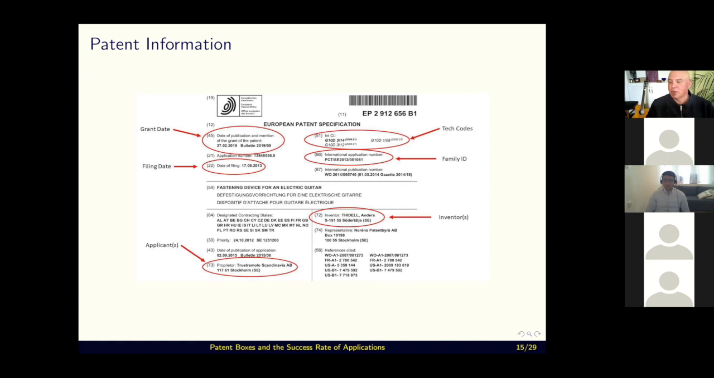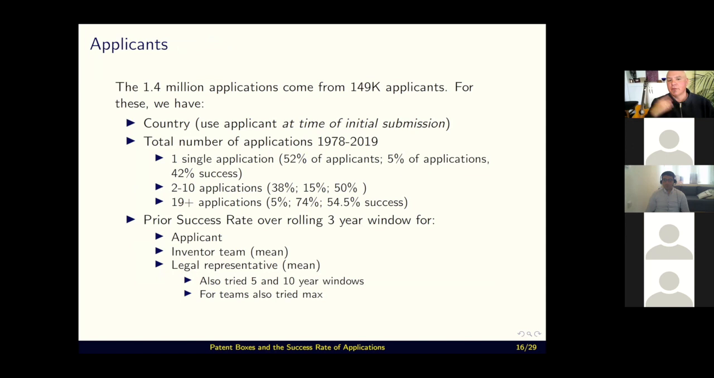We are using, however, the location of the applicant as who owns it at the time of initial submission. It can be transferred afterwards; we're not digging into that. So the 1.4 million applications we're going to use come from about 150,000 applicants. We know what country they're in and the total number of applications they make over the 40-year period. About half of applicants make one application ever. They're not very successful compared to those handful that make applications at least every other year, who make up the majority of applications. And you're going to see there's a big difference in the patent box effect across those groups.